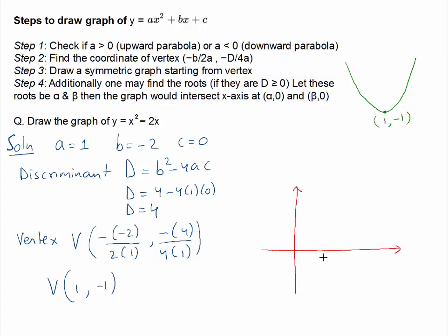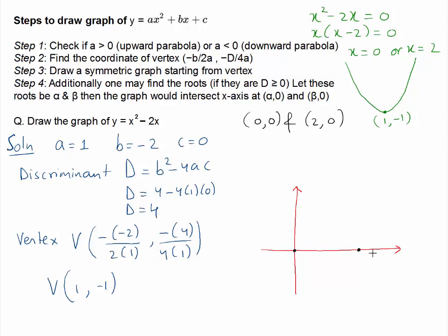Now additionally, we can find the roots so that we can draw the graph more accurately. To find the roots, we make it an equation: x square minus 2x equals 0. Now we can take x common. We get x into x minus 2 equals 0. So either x is 0 or x equals 2. These are the roots of this quadratic equation. That means it will cut the x-axis at 0, 0 and 2, 0.